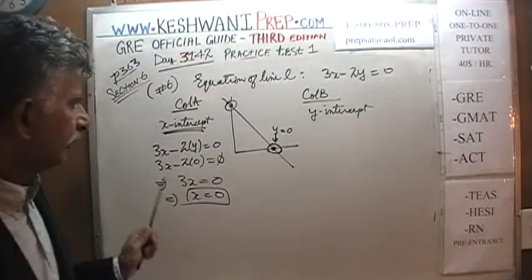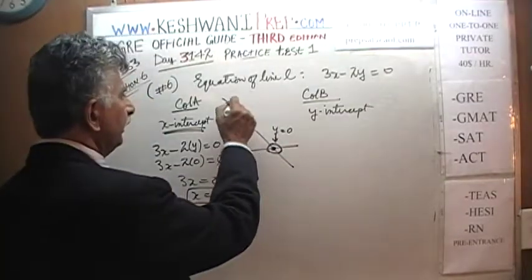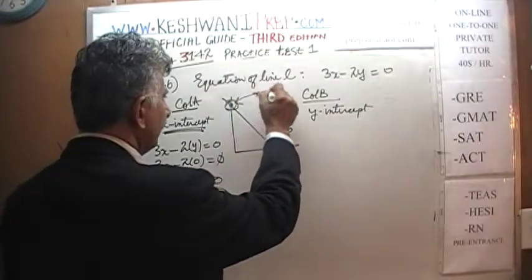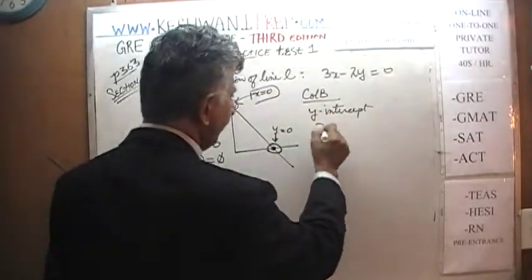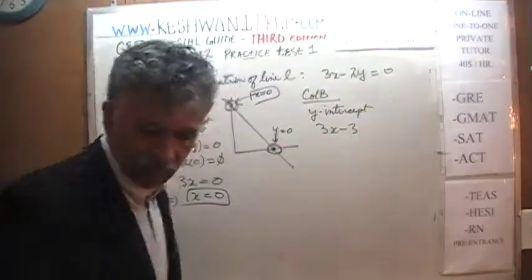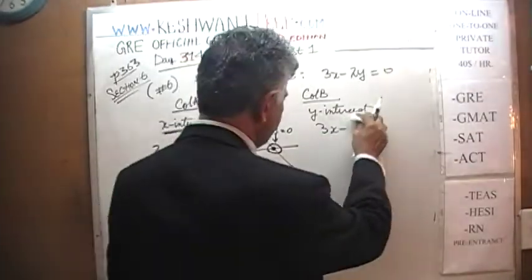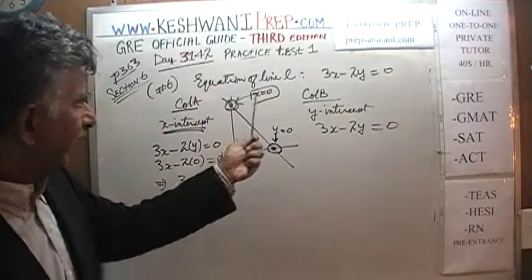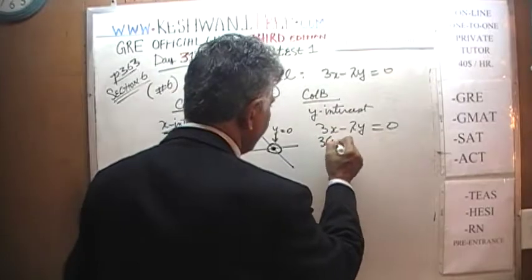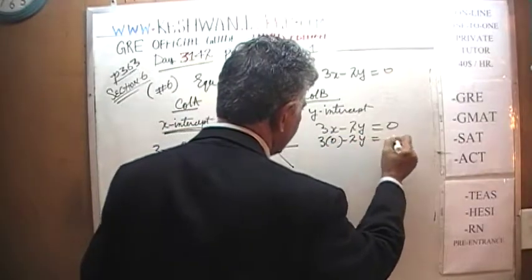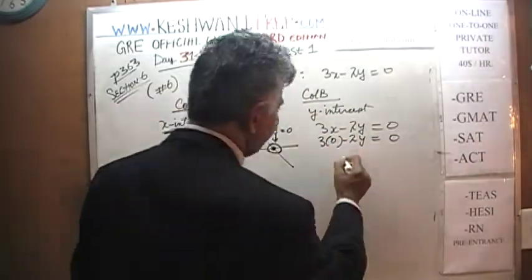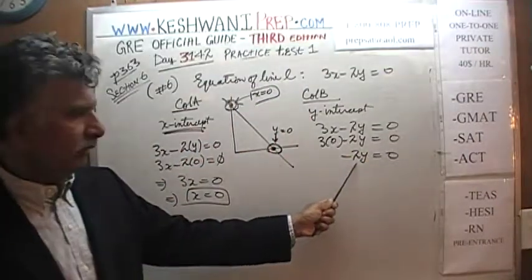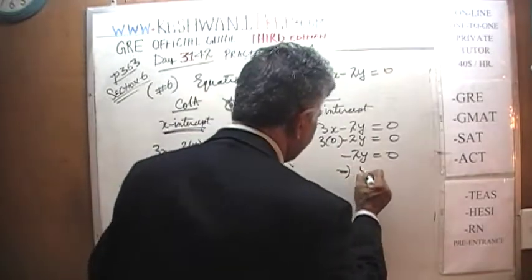Let's find the y-intercept. The y-intercept is the point where the line cuts the y-axis. And that's where we put x equal to 0. Let's put it in here. We should be able to see right away what is going to happen. When we put x equal to 0, we get 3 times 0 minus 2y equals 0. 3 times 0 is 0, so negative 2y is equal to 0. And again, obviously, it's not the negative 2 that is 0, it must be y. It tells us that y is equal to 0.